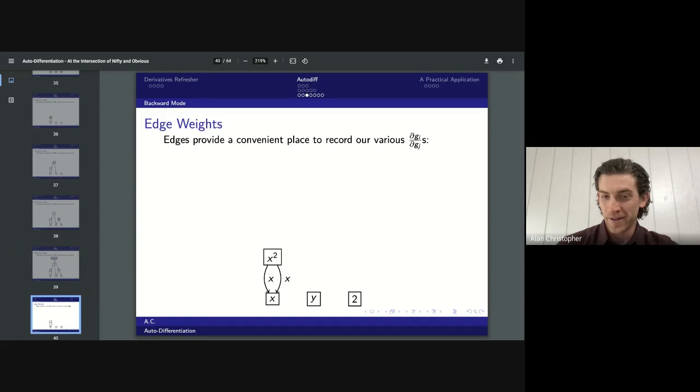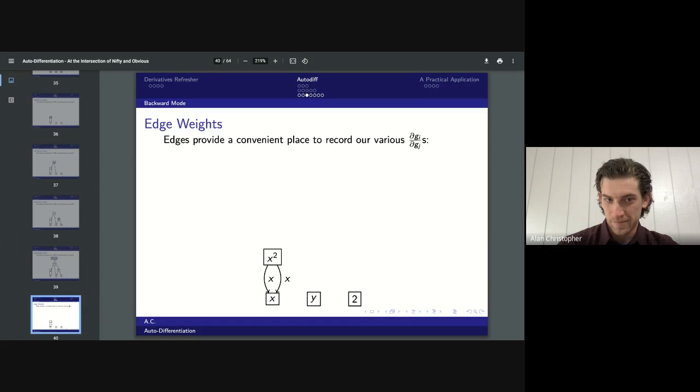So x squared here is x times x. And if I take the partial derivative of a function f of a and b is a times b, can somebody tell me what the partial derivative of f with respect to its first parameter is?